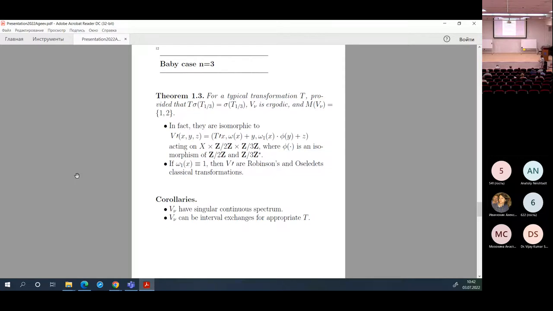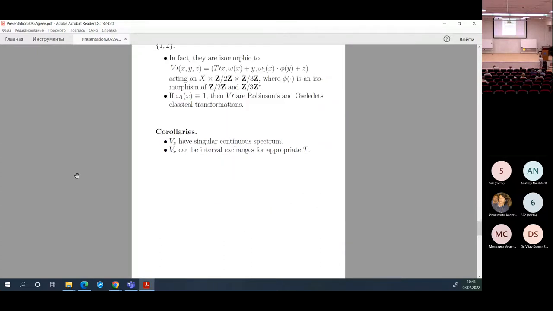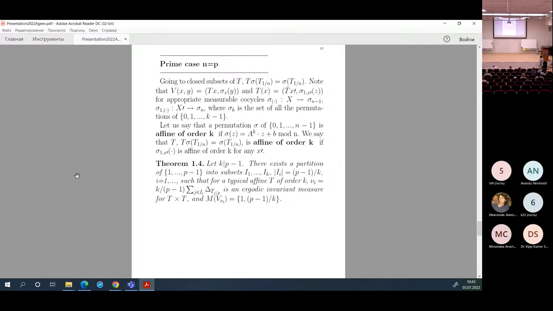Star means that we consider this group with respect to multiplication. So we have an isomorphism, two elements and two elements. But formally, the last coordinate consists of three elements, 0, 1, and 2. Okay. What happens if n is more than 3? Even in the case of n=3, we have a huge number of different dynamical systems, because, of course, a whole class can be realized in this class.